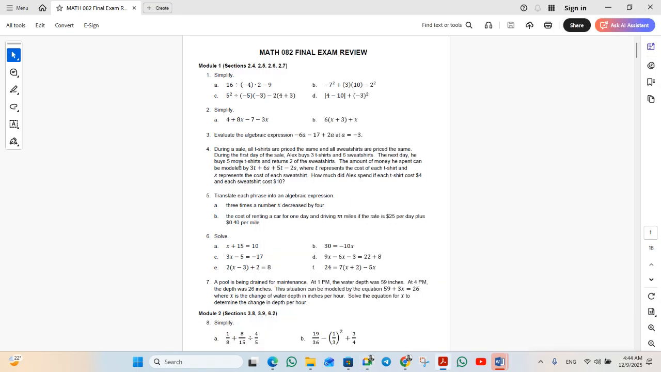Good. Now I want us to do question 5. Translate each phrase into an algebraic expression. 3 times the number x decreased by 4. That, I think, on my first test I got wrong because I get so confused with the words. 3 times a number x is 3x. 3 times the number x is 3x.